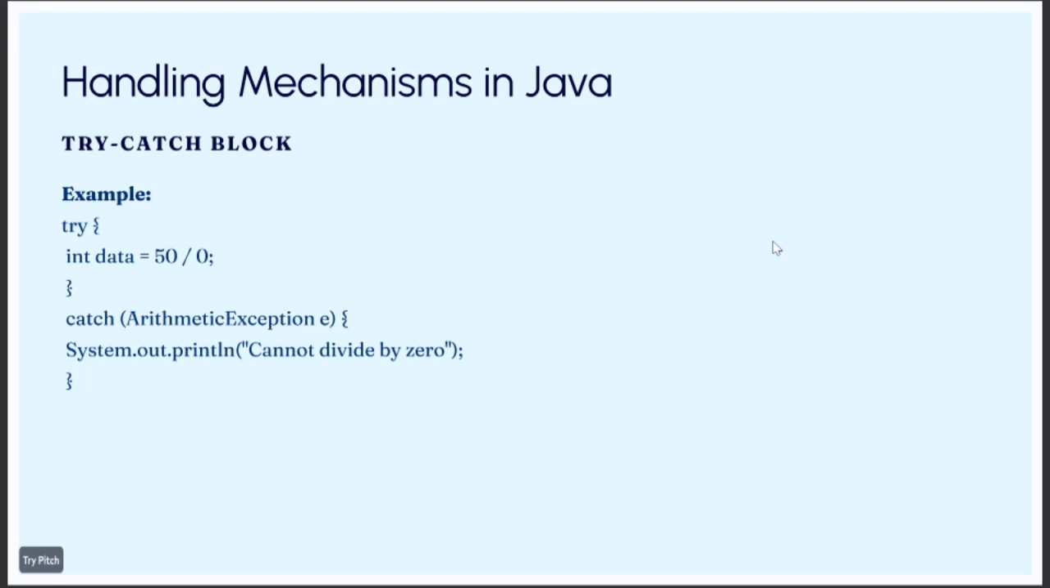In this example, dividing by 0 would normally crash the program, but since the code is inside a try-catch block, the ArithmeticException is caught and the error is printed instead of crashing.